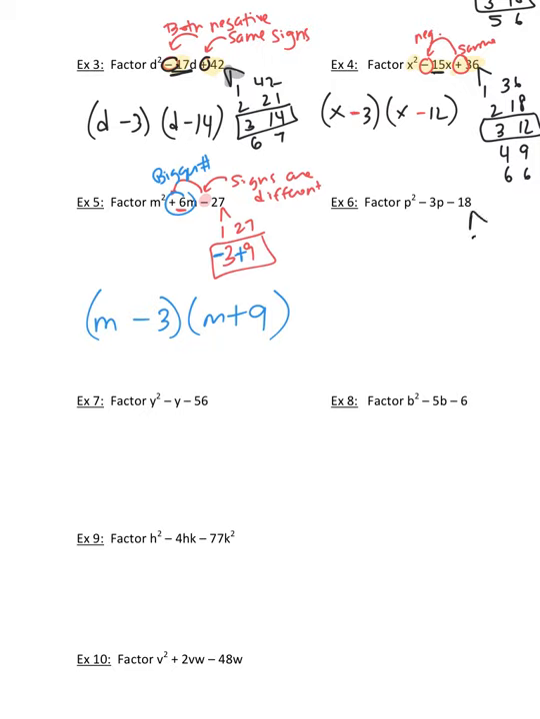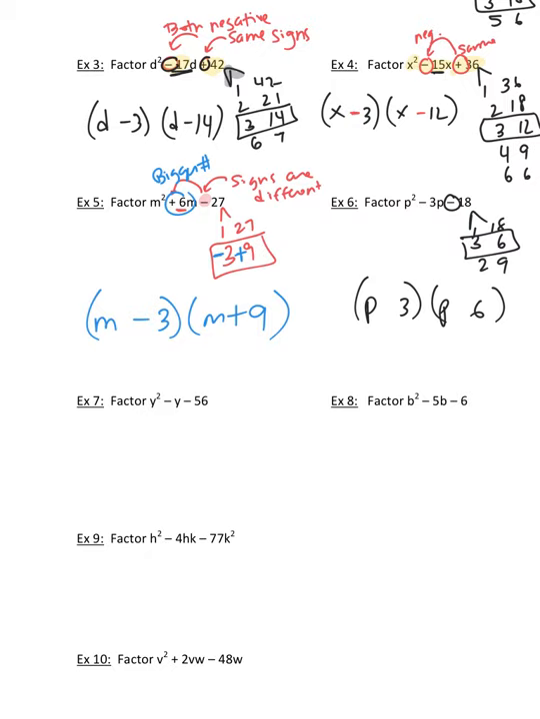So factors of 18 are 1 times 18, 3 times 6, 2 times 9. I got a little bit out of order there. And I'm looking for a difference of 3. Well, 6 and 3 have a difference of 3. So I'm going to set up my two binomials. P times p is p squared. 3 times 6 is 18.